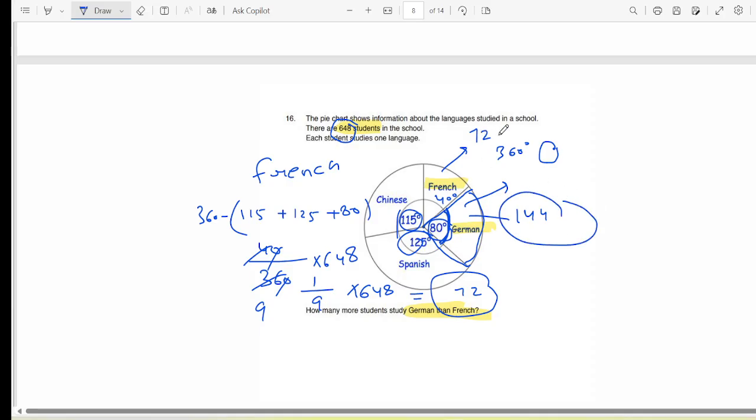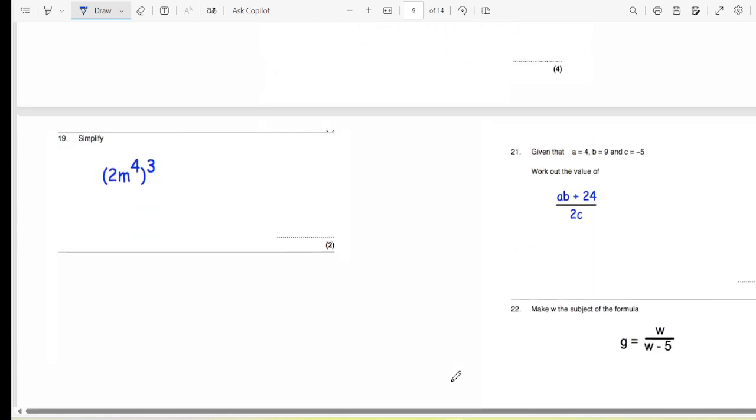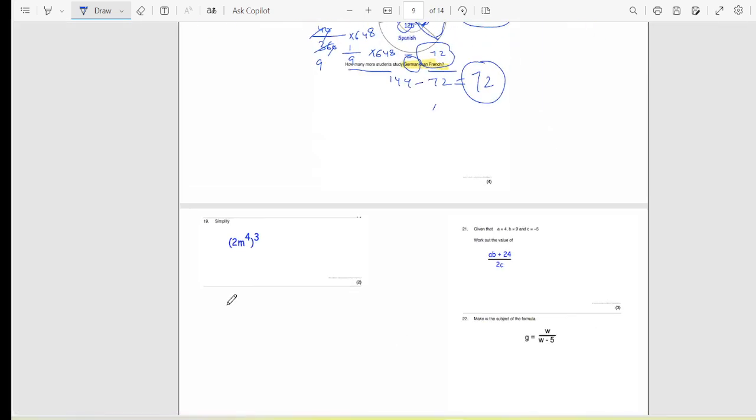144 study German, 72 study French. How many more students study German than French? So we just subtract them to compare, right? If I subtract, I'll get 72. That means 72 students study German more than French. Okay, so this is the answer. Now let's move to the next question.